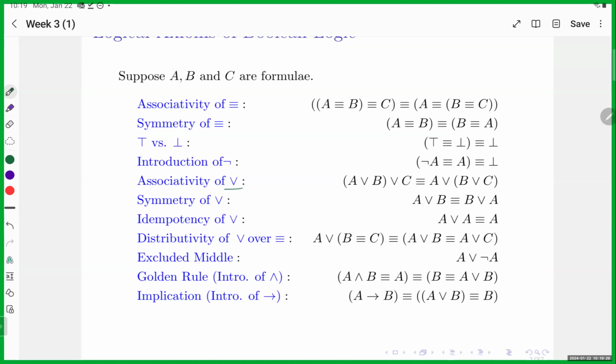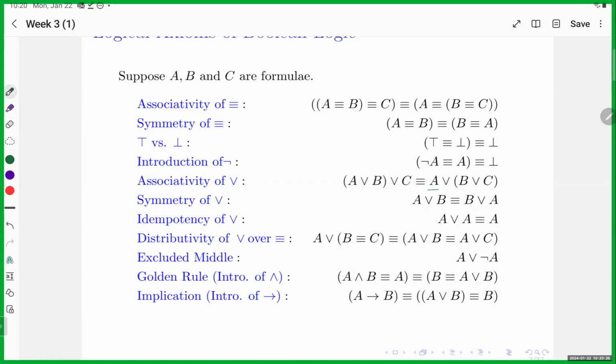Associativity of the disjunction. So we have similar associativity for disjunction: A or B or C is the same as A or B or C. So again, it doesn't matter if you do this operation between A or B first, and then do disjunction with C, or first take this disjunction of B or C and then take the disjunction with A. Symmetry of or: A or B is equivalent to B or A. Idempotency of or: A or A is equivalent to A.